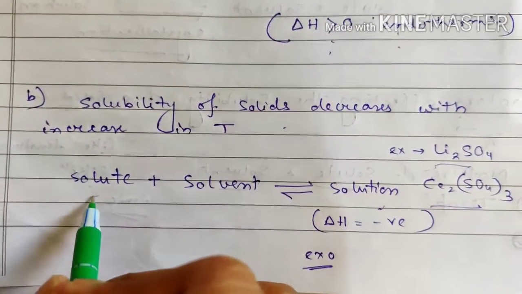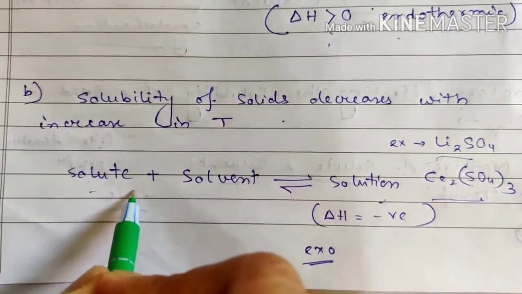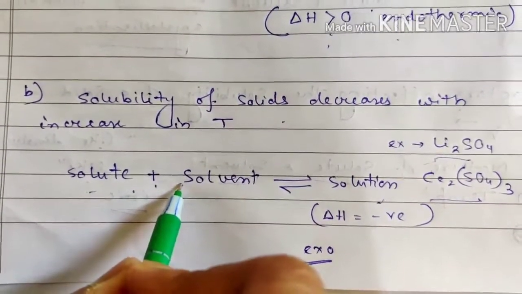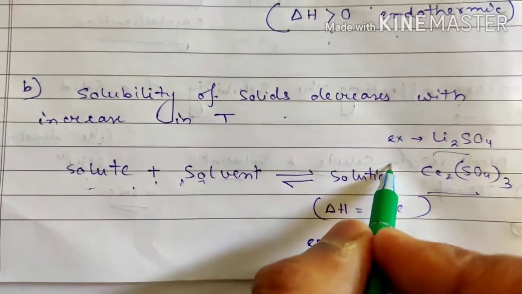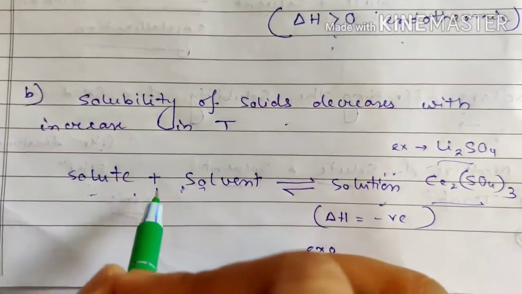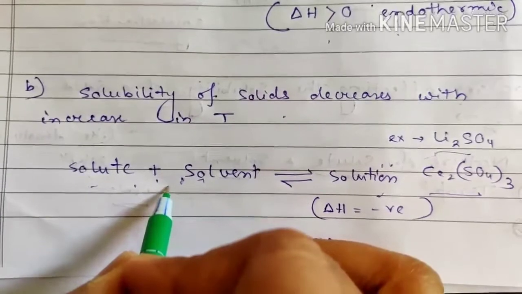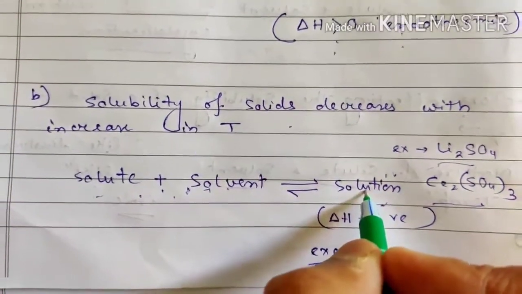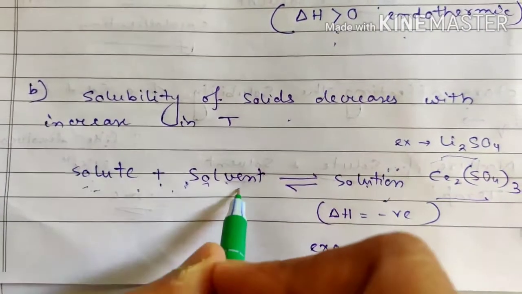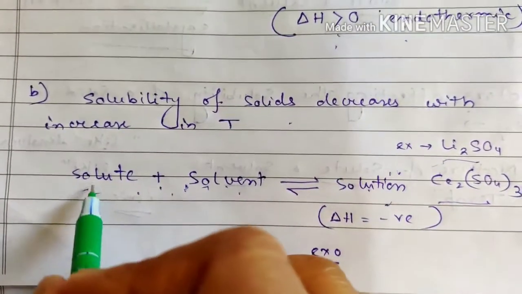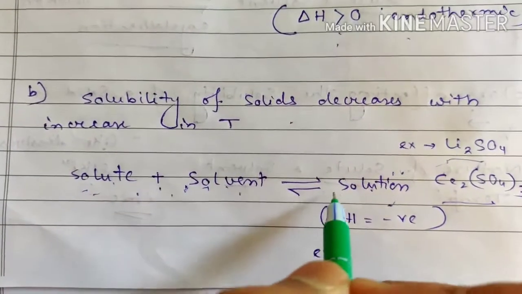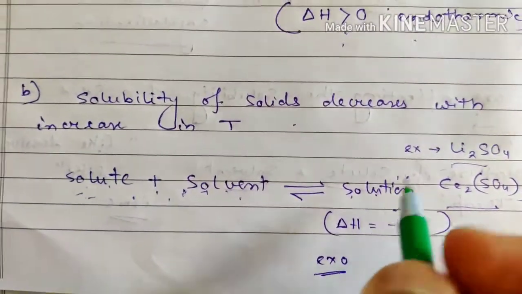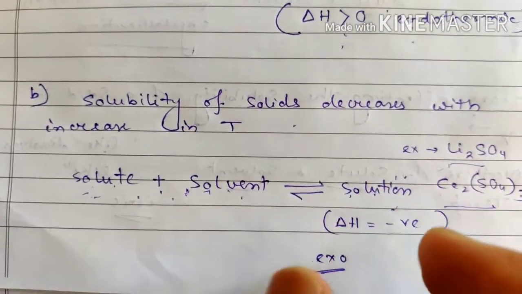So if you increase the heat on the left hand side, it is not going to help the reaction go to the right hand side. Rather, if you increase the heat on the left hand side, the solution will be separated out. That means the solute and solvent will be separated out. More amount of solute particles will be separated from the solution. So the solubility becomes less.